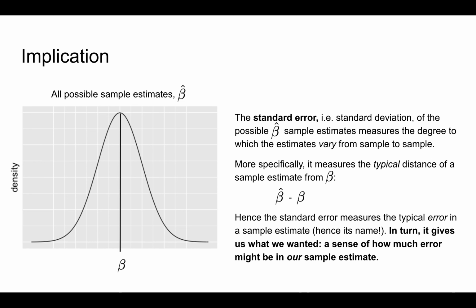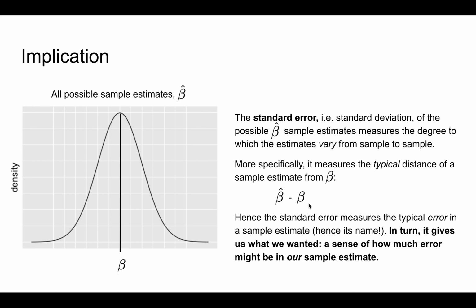Next, the standard error or standard deviation among all possible sample estimates beta hat measures the degree to which these estimates vary from sample to sample. More specifically, it measures the typical difference between a sample estimate and the true population value beta. However, notice that this difference represents an error in an estimate, how far an estimate beta hat falls from the true population value beta.